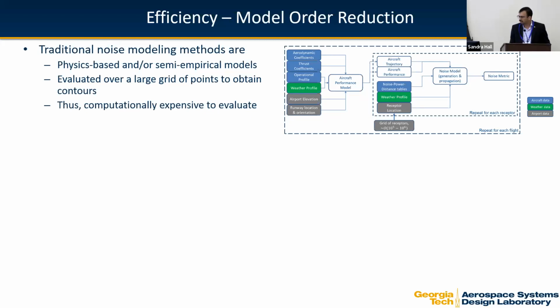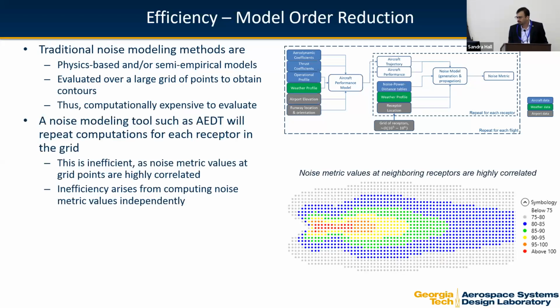And the reason for that is we're using physics-based or semi-empirical models in ADT, which we have to do to be able to accurately capture the effects of weather and different profiles and the like. But you end up being very computationally expensive because you're repeating that across tens of thousands of points. So the reason this is inefficient is because you treat each receptor point as an independent calculation. That's how ADT does it right now.